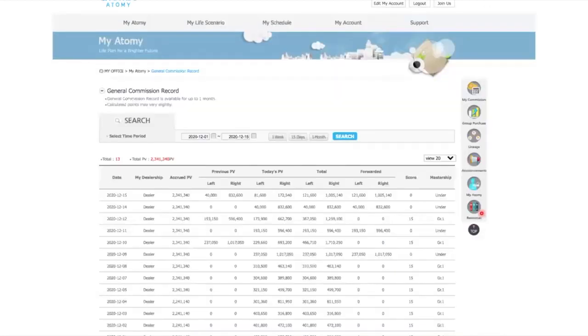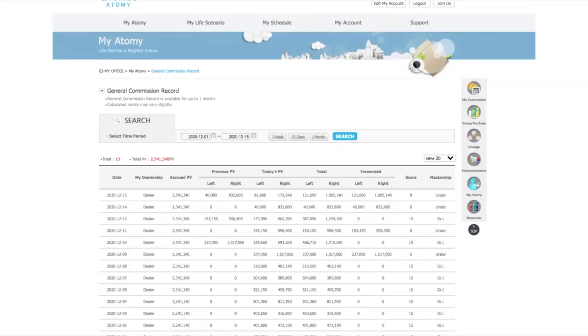When you click General Commission Record, you will see something that looks like this. You can go back for up to 1 month, and because of this, I highly encourage you, if you are not already doing so, to keep a notebook. I don't know where my notebook is right now, but keep a notebook of what your points look like every 2 weeks. And why 2 weeks? That's because when it comes to going for mastership, we work in that 2-week period. A few trainings back, we were talking about the 2 challenges, the 1st to the 15th, and then the 16th through the end of the month.